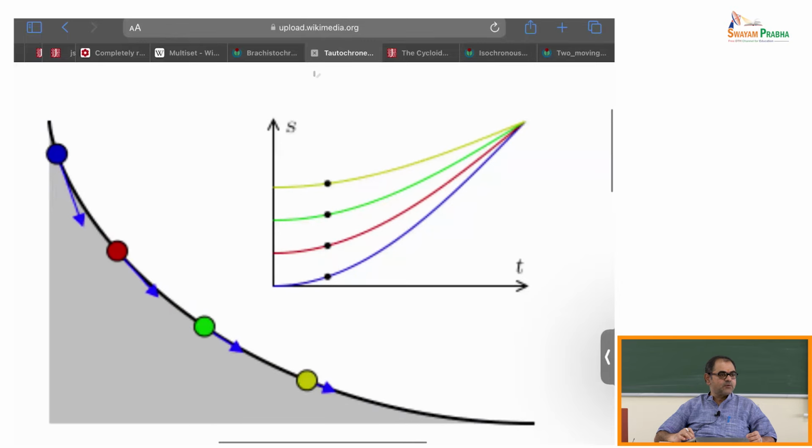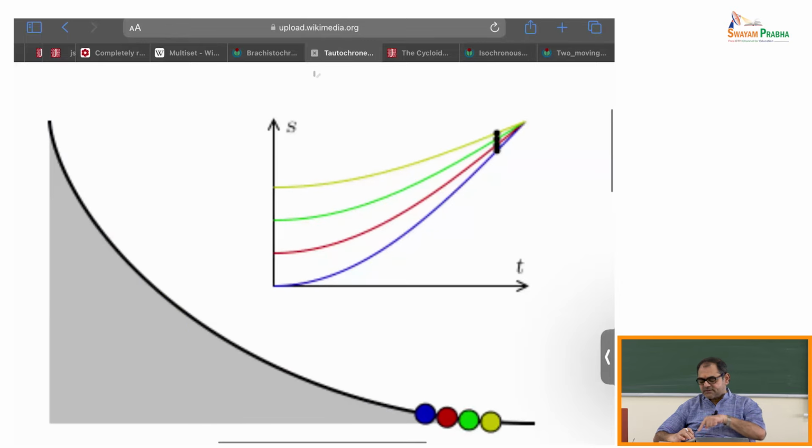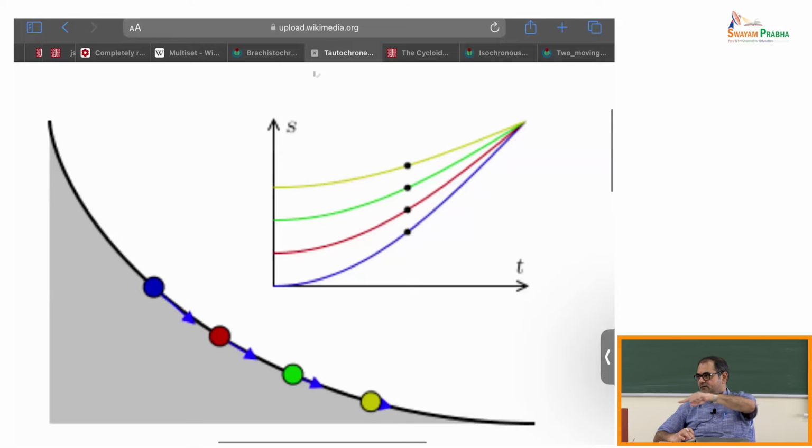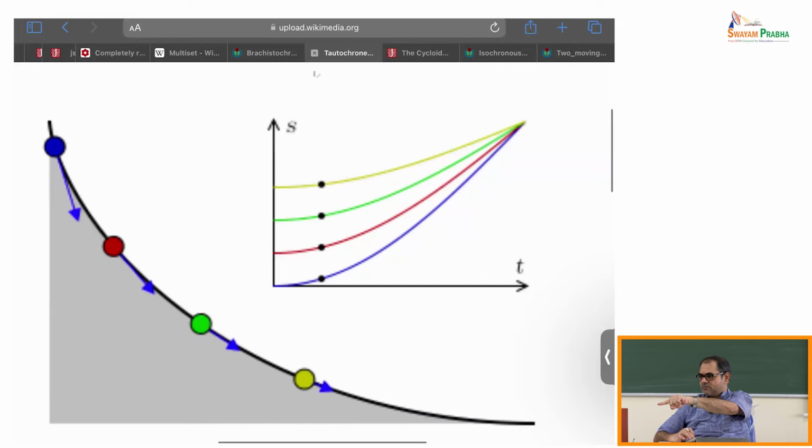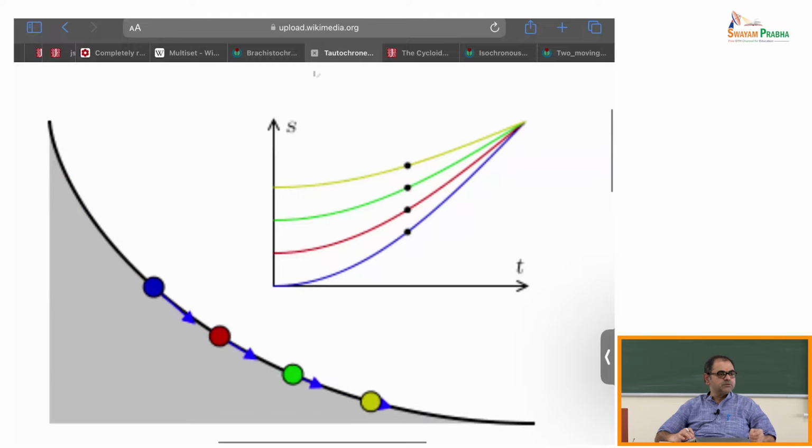So this is what happens, and this arc that you are seeing is the inverted cycloid from the cusp to the topmost point, which becomes now the bottommost point. So this is also the solution of the tautochrone problem. So the solution is a cycloid. For the tautochrone problem, the solution is a cycloid.